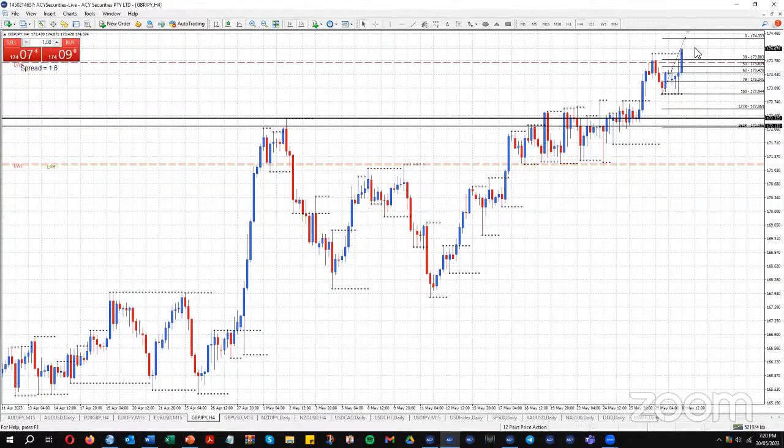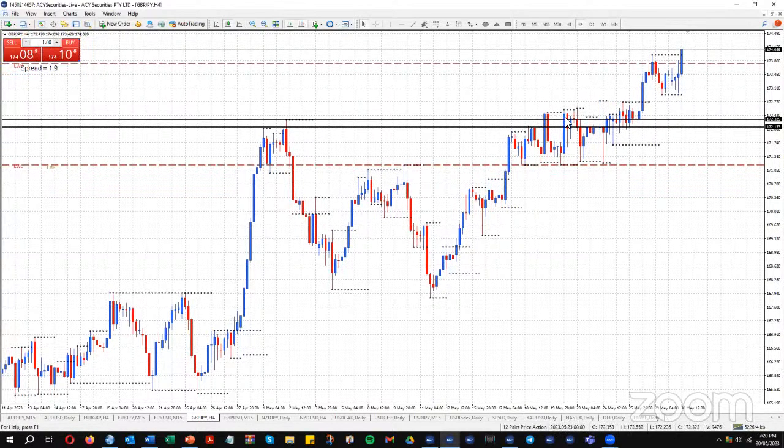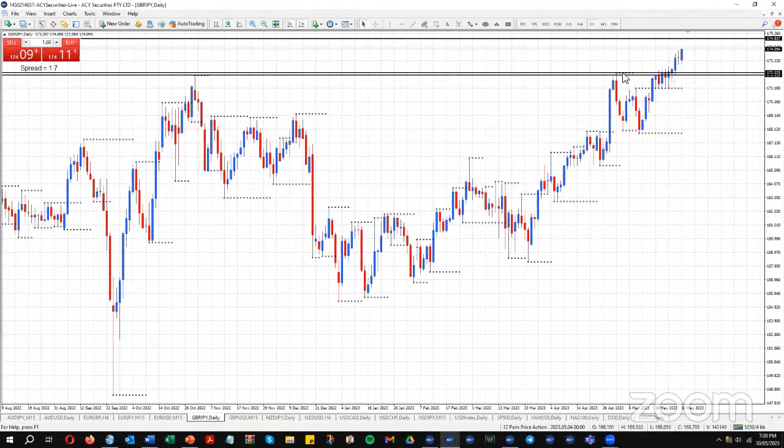The best area for a pullback would be the area that we've broken above, which would be down here. We'll go back to the day chart. 172.32 and 172.13. That area there would be great for a pullback too, if the market can offer it. Now that we've broken above it last week, surely would be looking to that area for support if it pulled back. It's just a question of can it pull back.